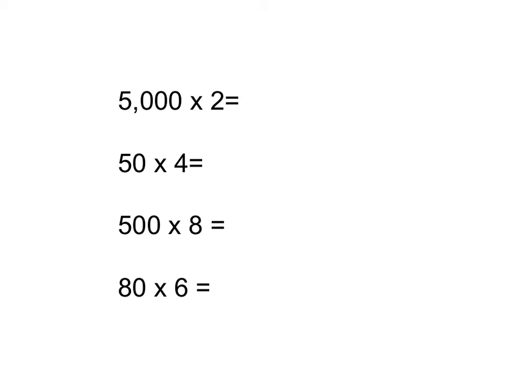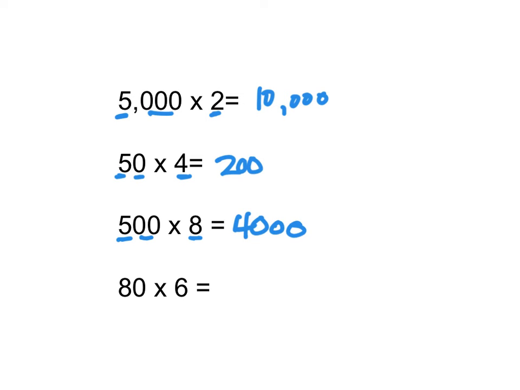Let's look at what we have here. This gets a little bit trickier when we have a lot of zeros. So 5,000 times 2. Well, 5 times 2 is 10. And then we have our 3 zeros. So again, 5,000s times 2 is 10,000s. 50 times 4, or 5 tens times 4, well, that's 20 tens, which is 200. 500 times 8, well, 8 times 5 is 40, and our 2 zeros, 4,000. 80 times 6, well, 8 times 6 is 48, and it's 48 tens, so 480.